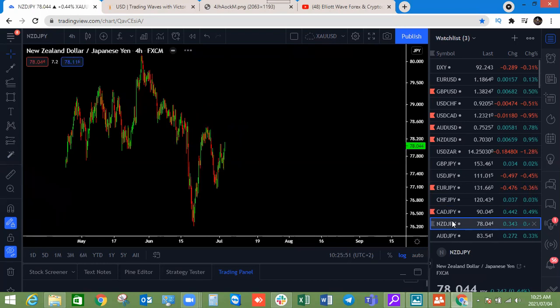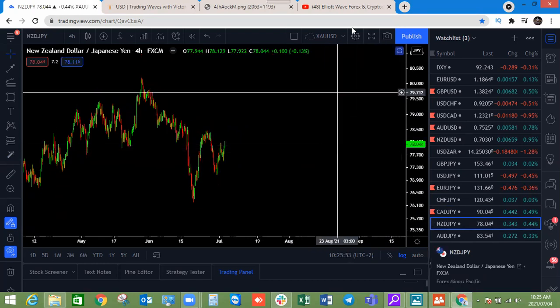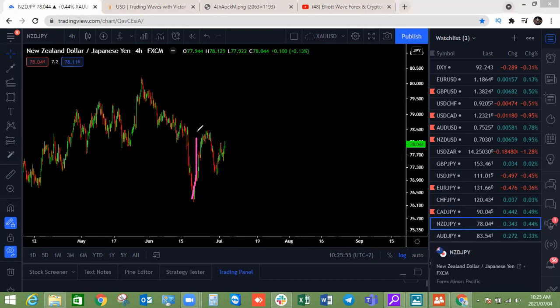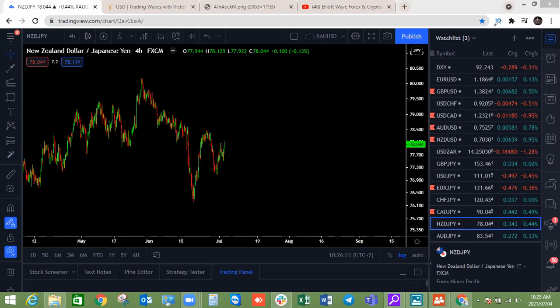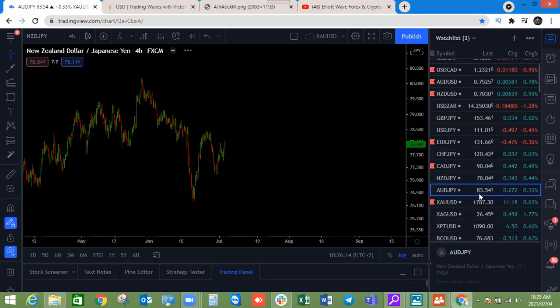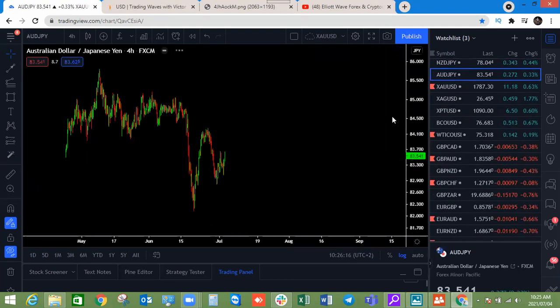New Zealand yen, the same. We had the strong impulsive moves. We've got a pullback, 1, 2, 3 up here. We may take the top here, come back down for another move to the upside, giving us this structure, and then upside. Eventually, we're going to expect an A, B, C corrective structure, and then we see more upside. Very clear structures.